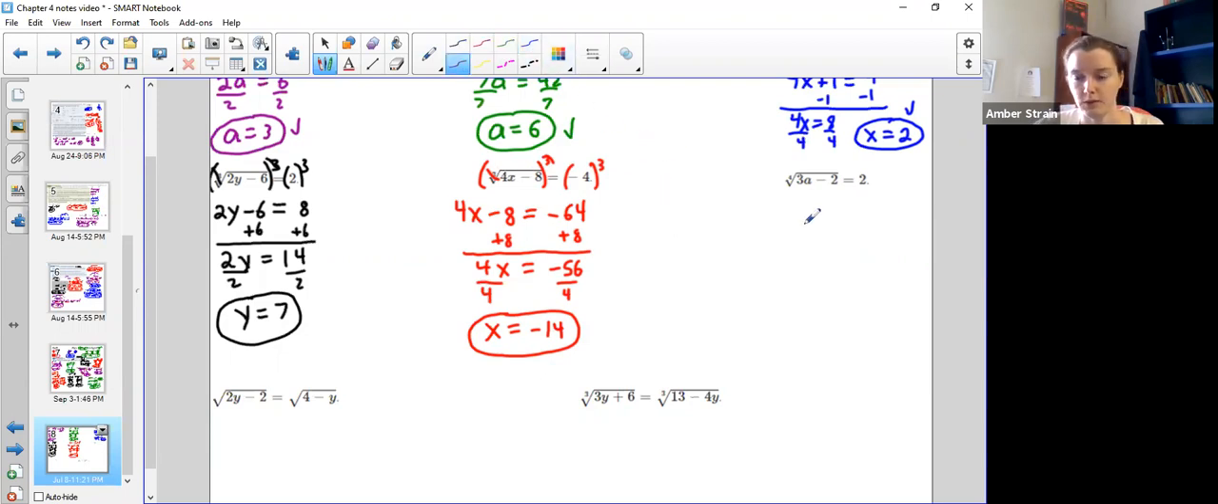Okay, this one here, I've got a 4th root, so I do need to be careful about positives and negatives. I'm going to want to double check this answer. But a 4th root to the 4th will cancel. So that's going to leave me this stuff, 3a minus 2. 2 to the 4th, 2 times 2 times 2 times 2 is 16. And my 2 gives me 18. Divided by 3 makes 6.